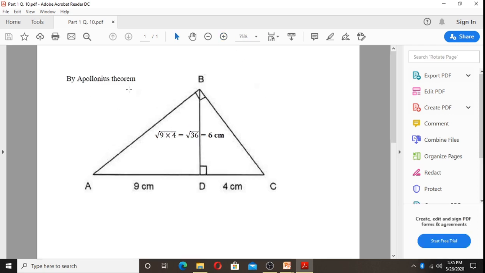We know the Apollonius theorem. In this case, when the two sides of a triangle are perpendicular to each other, and if the perpendicular is drawn on the hypotenuse from the opposite vertex, then that hypotenuse is divided into two parts, and by Apollonius theorem, the square of that altitude is nothing but the product of the lengths of these parts of the hypotenuse, and therefore what we get, BD square is equal to 9 into 4, that is 36, and therefore length BD is 6 cm.